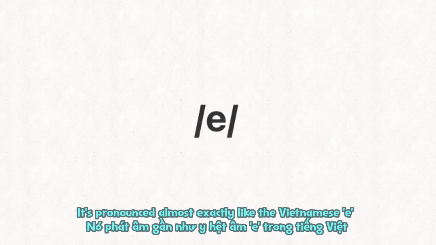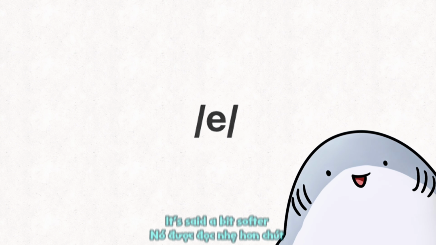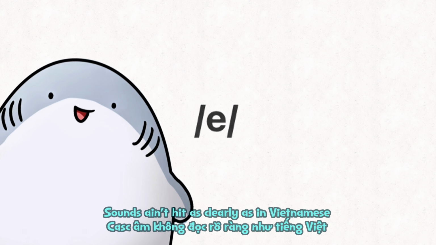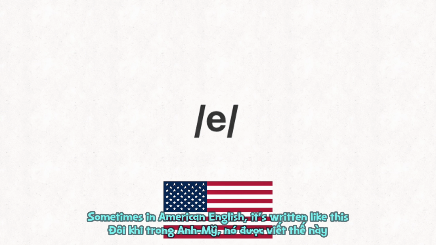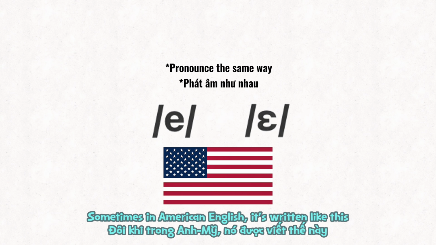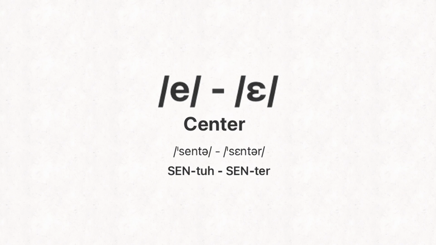Now for the next E sound. It's pronounced almost exactly like the Vietnamese E. The only thing to note is that it's said a bit softer, because in English, sounds aren't hit as clearly as in Vietnamese. There's actually a general rule in English pronunciation. Sometimes in American English, it's written like this. Bat. Center.